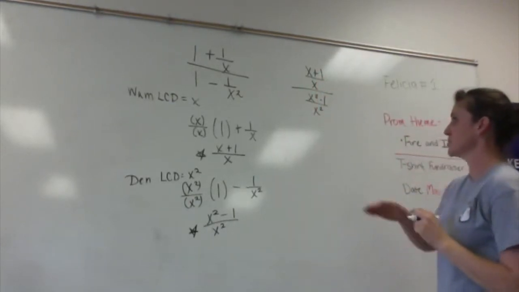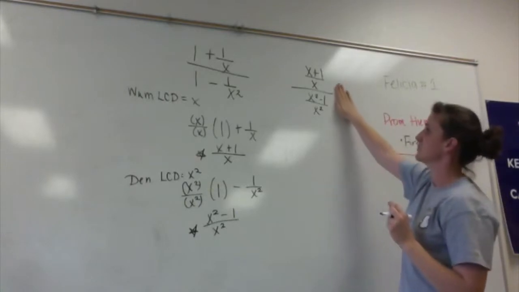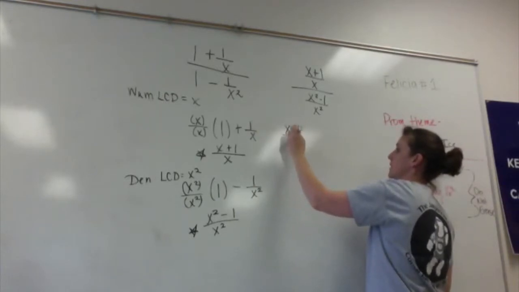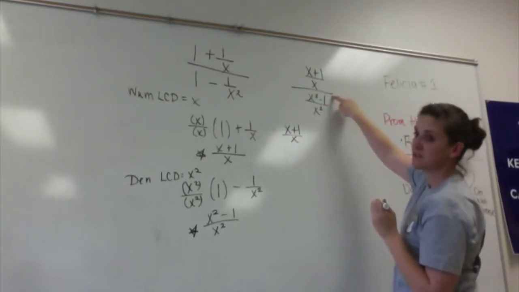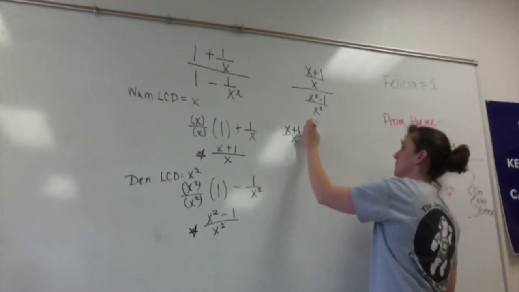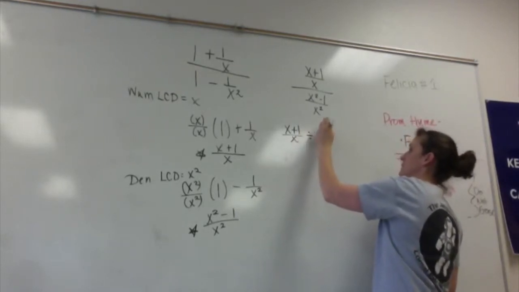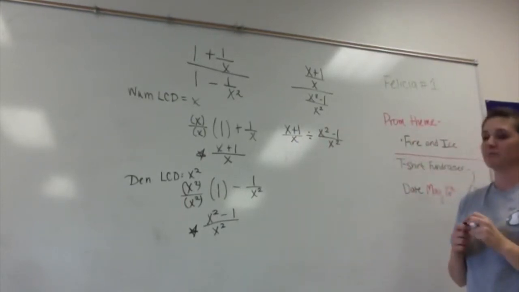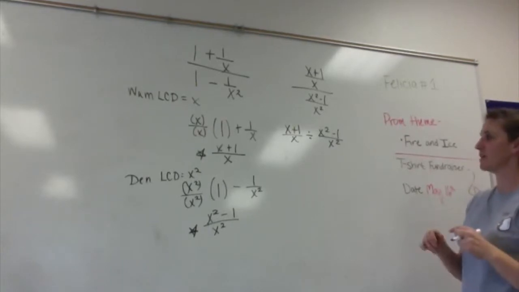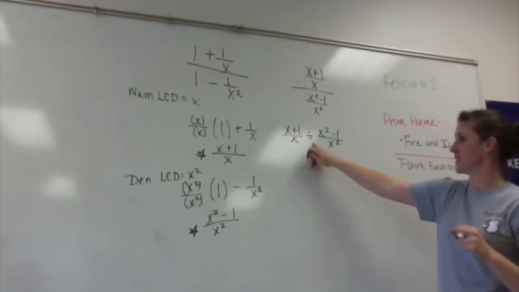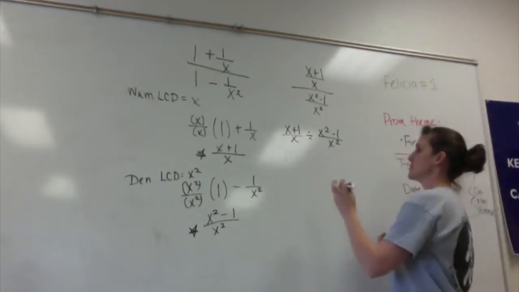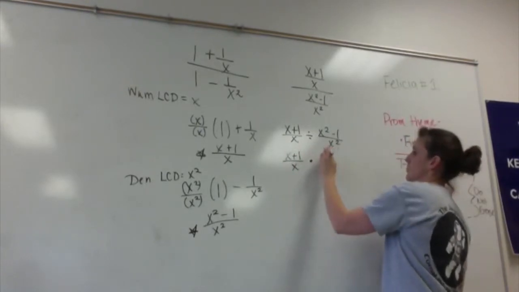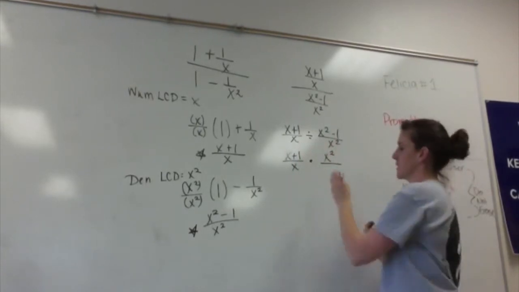Now, what we're going to do is change our perspective. We're going to change the way this problem is written. This is the same thing as saying x plus 1 over x, and this fraction bar means divided by, so divided by x squared minus 1 over x squared. Now, we've done problems like this before. To divide by a fraction, you multiply by the reciprocal. So it's going to be x plus 1 over x times x squared over x squared minus 1.